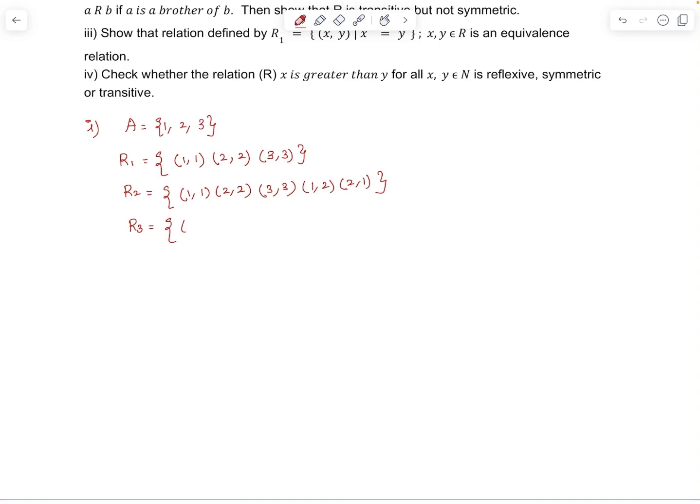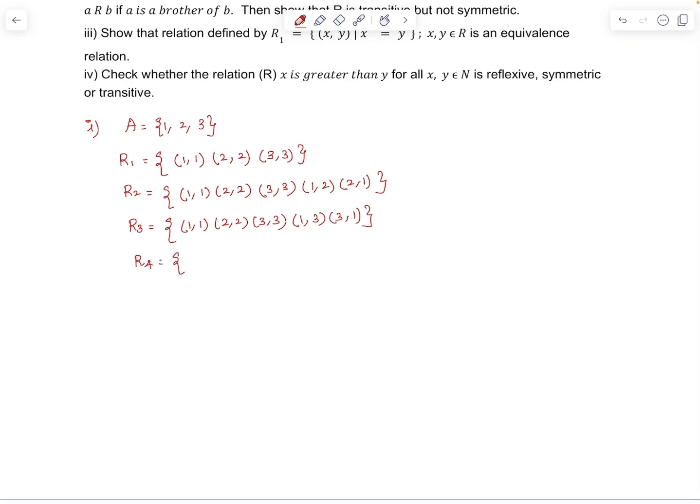R3 has ordered pairs (1,1), (2,2), (3,3) to make it reflexive. Apart from that, let's introduce (1,3), (3,1). (1,3) is there. (3,1) should also be there. It's there, so it is symmetric. (1,3) and (3,1) are there, so (1,1) should be there. It is also there, so it is transitive. So R3 is another equivalence relation.